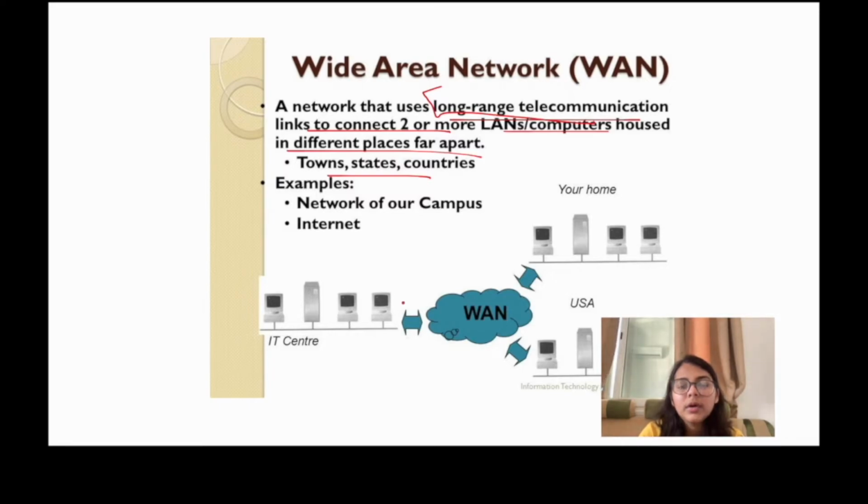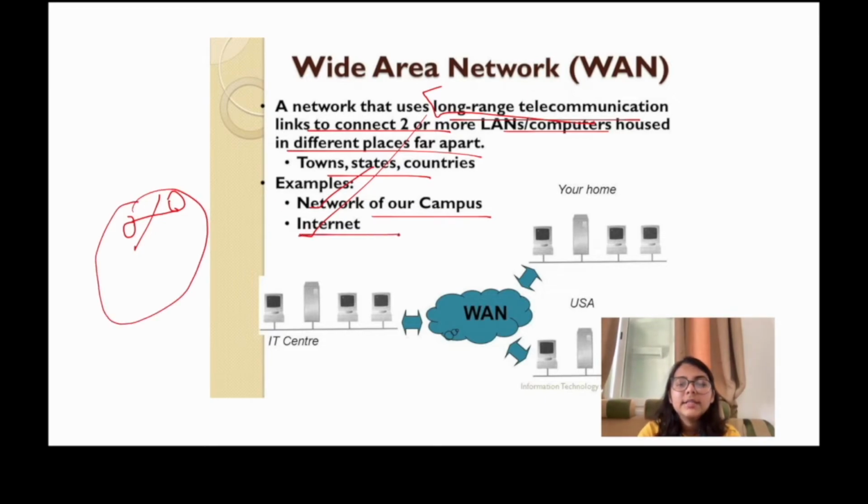If we want to connect our school lab with our home, we can use a WAN network. It is the interconnection between two or more LANs. An example of this network is the network of our campus. If we are using an office network and computer networks that are interconnected to each other, we can say this is a wide area network.